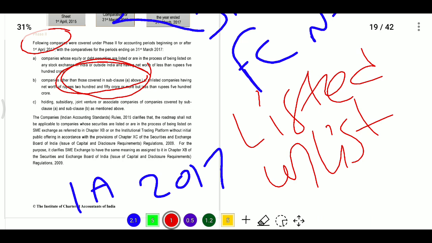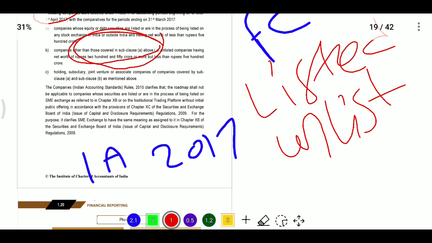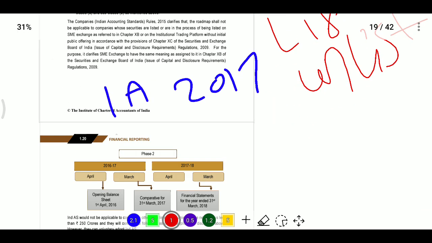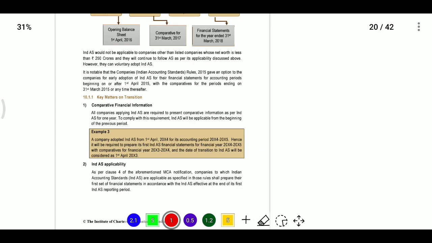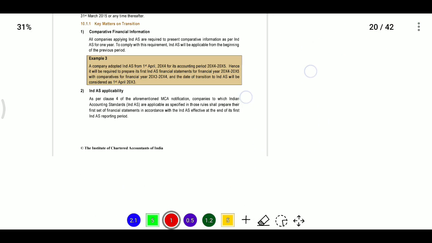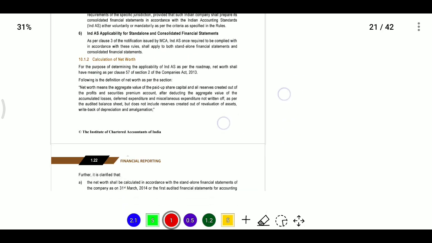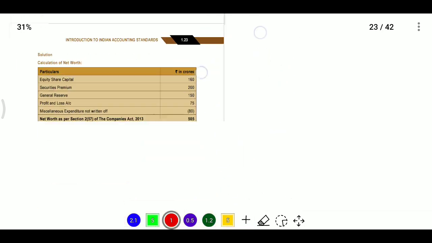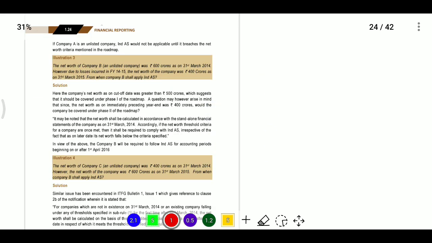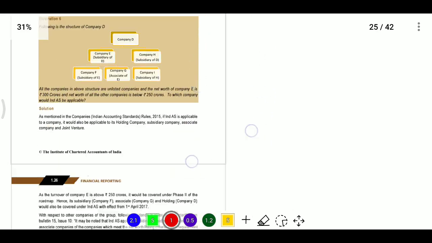If the unlisted company has 250 crores or more, then from 1st April 2017 they need to follow Ind AS. Here also they will include the parent, subsidiary, associate and joint venture of all the above, whatever they may be. They will exclude only foreign companies and NBFCs. This is Phase 2. After Phase 2 we go to Phase 3, where they will explain about NBFCs.